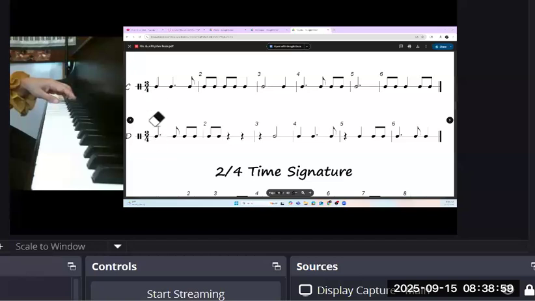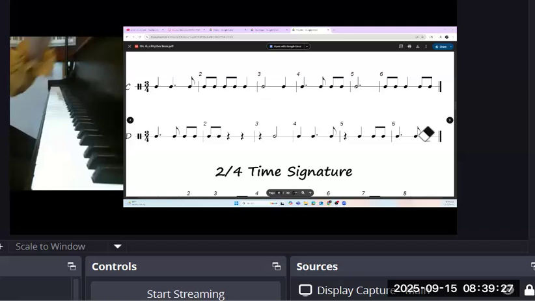1 and 2 and 3 and 1 and 2 and 3 and 1 and 2 and 3 and 1 and 2 and 3 and 1 and 2 and 3 and 1 and 2 and 3 and 1 and 2 and 3, and that's 45. So write it down for yourself which speed is good for you.